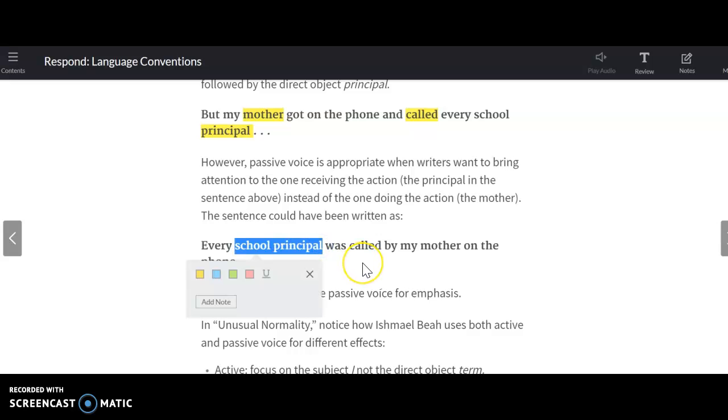Now ask yourself to know if this is active or passive. Is the school principal doing something, or did someone do something to the school principal? Are they receiving some sort of action? And here the principal, the school principal, our subject, is receiving the action. They're receiving the phone call by the mother. The principal didn't do anything. They didn't make a phone call. They received a phone call. So this is passive voice.